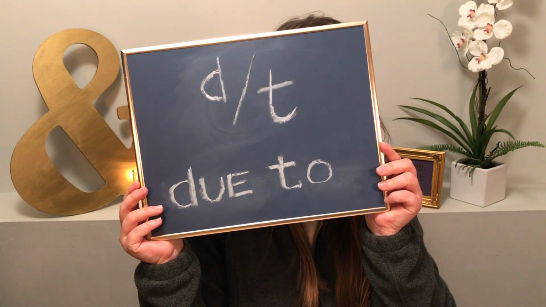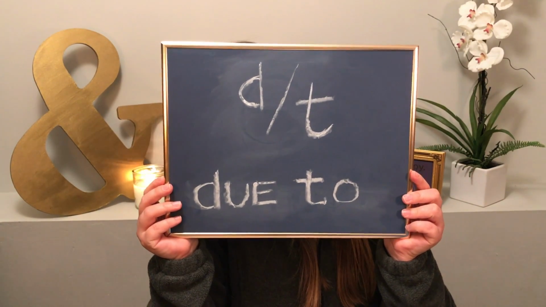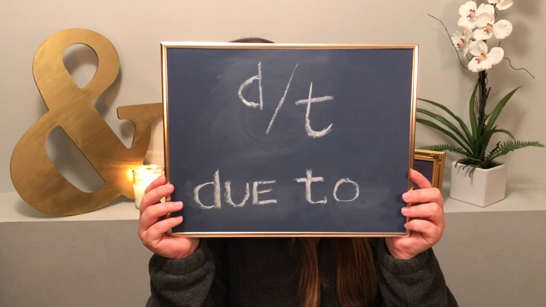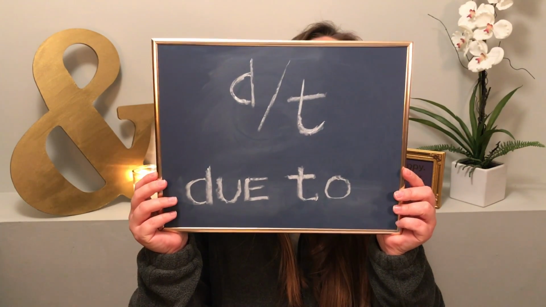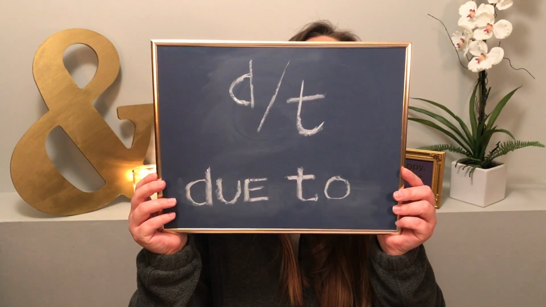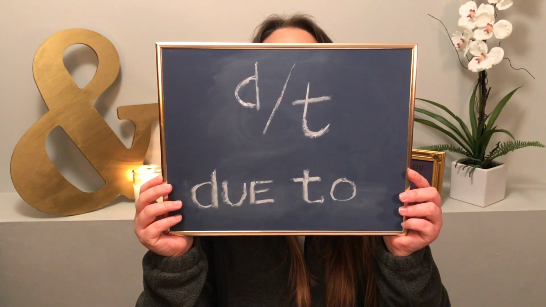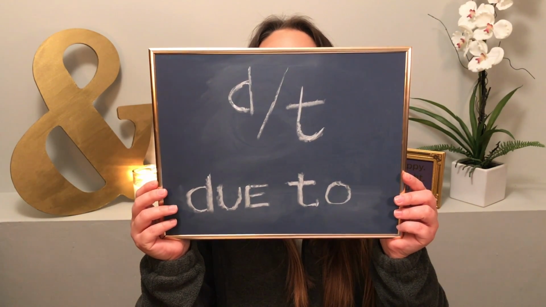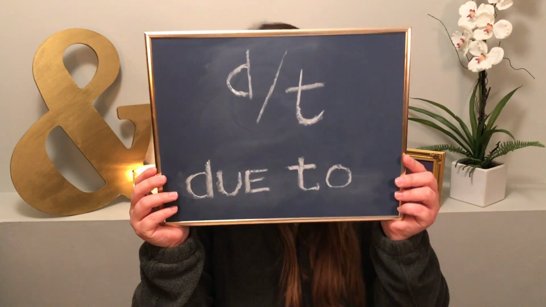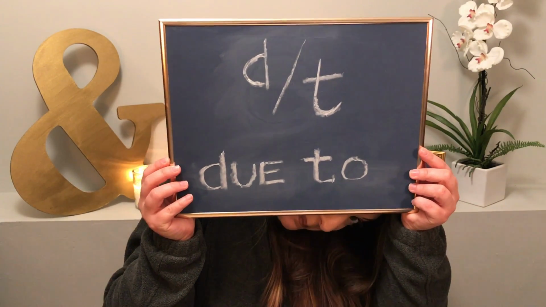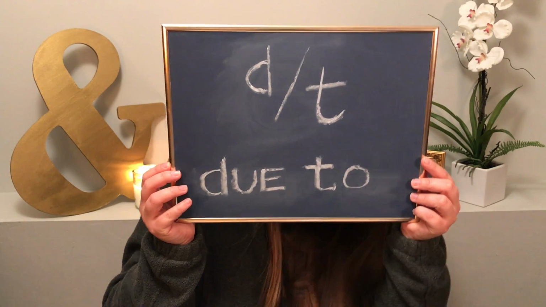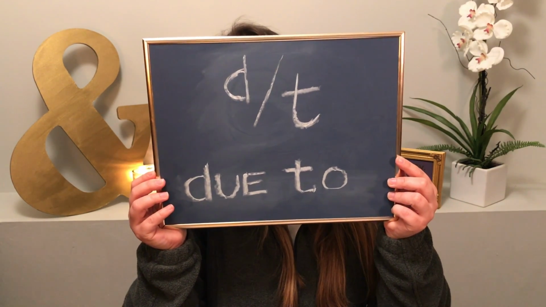Here we've got another abbreviation. It is D/T. That means due to, so maybe they have hypertension due to pain, which you can write that way. This is super easy. Most of these are literally just a shorthand way of writing it. I love shorthand so much that this is awesome. I love this stuff.